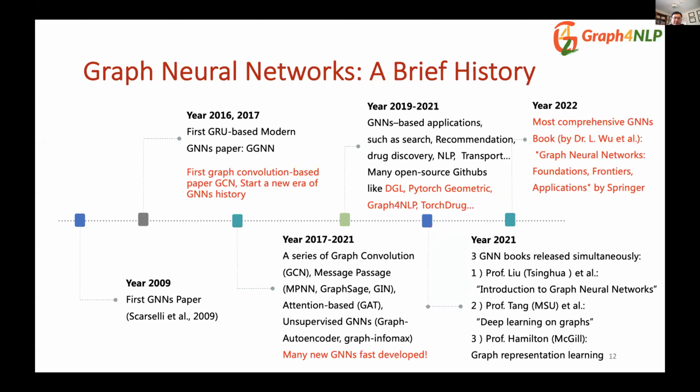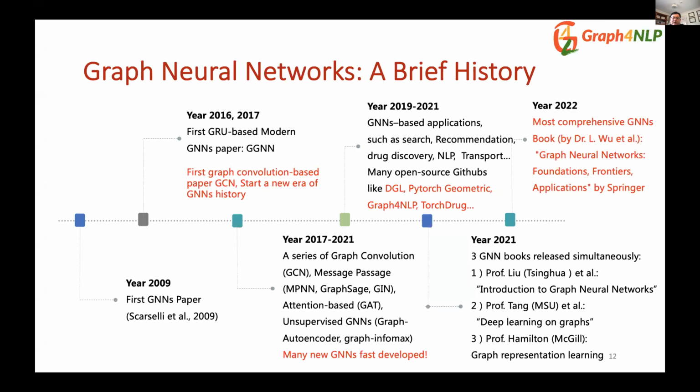Then between 2017 and 2021, we saw a series of graph neural methods based on graph convolution, message passing, attention, and unsupervised graph neural networks being developed, which put the field on a fast track and boosted a lot of good algorithms. At the same time, from 2019 to 2021, a bunch of people, especially from industry, started to leverage the power of graph neural networks for various applications, such as search, recommendation, drug discovery, NLP, intelligent transportation, and so on and so forth.